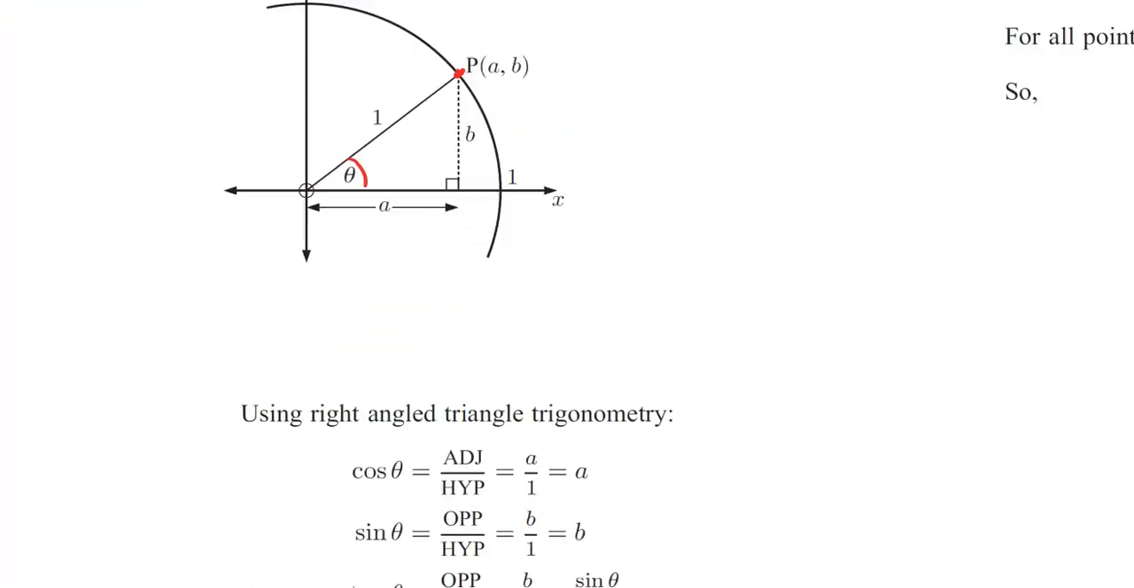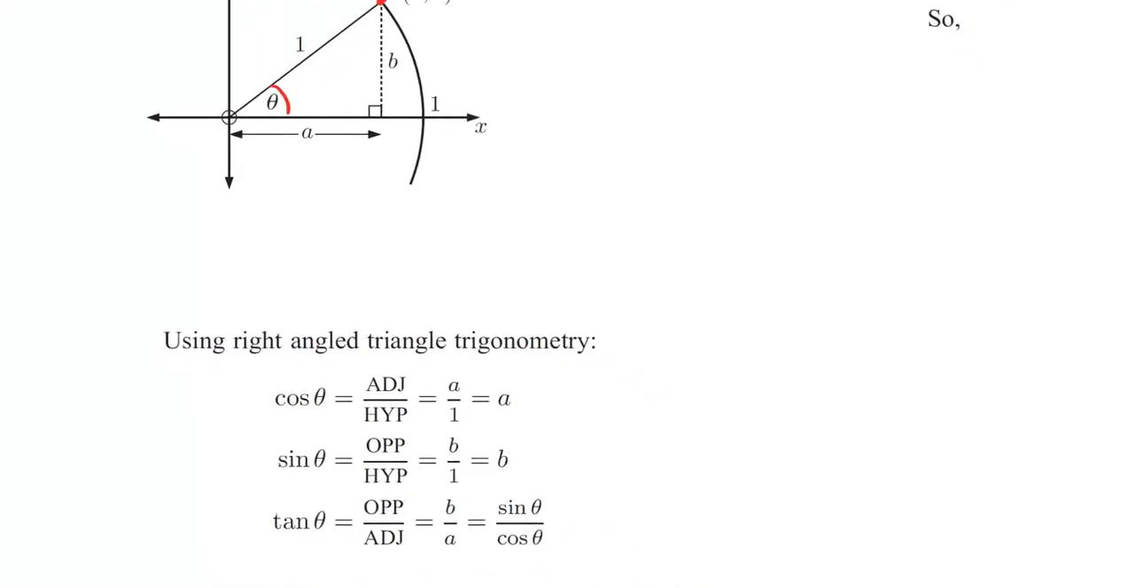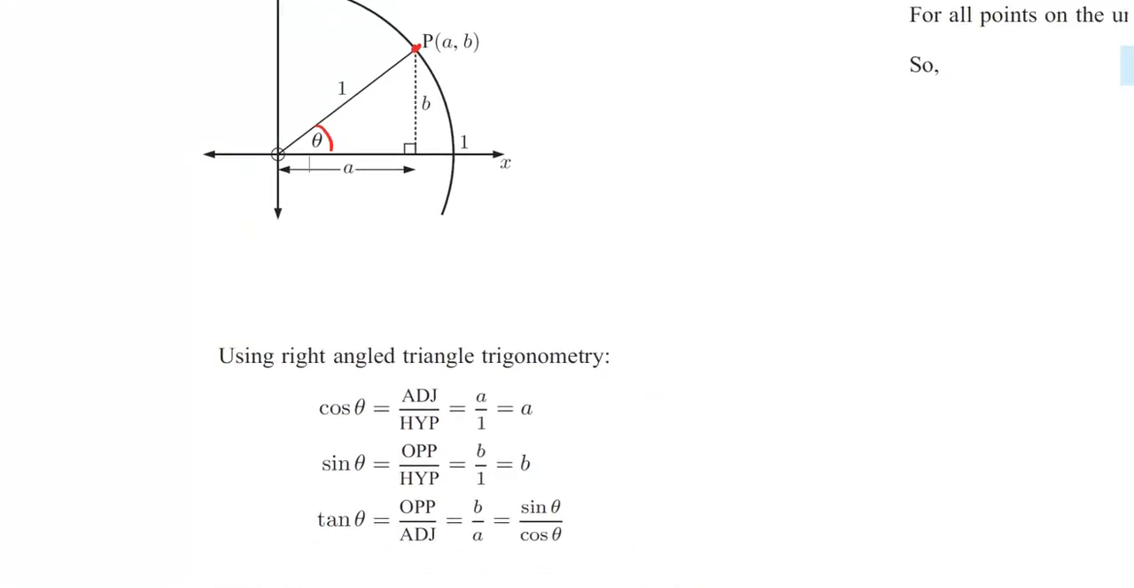If we think of that, we can think about some right angle trigonometry, because we know that the cosine of any angle is the adjacent over the hypotenuse. So in our triangle, the adjacent is A, the hypotenuse is 1, so the cosine of that angle is A. The sine of the angle, well, that's going to be the opposite over hypotenuse. And of course, the opposite is B, hypotenuse is 1, so B over 1 is going to be B.